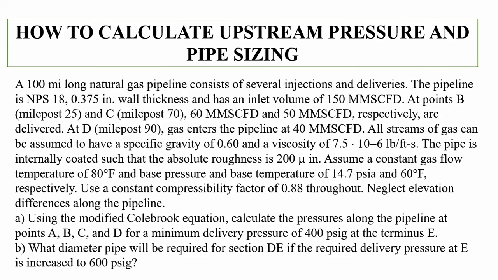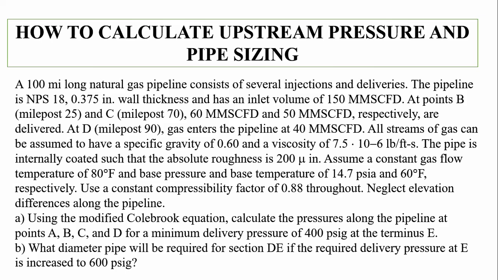This video is all about how to calculate upstream pressures and pipe sizing. Now, a 100-mile long natural gas pipeline consists of several injections and deliveries. The pipeline is NPS 18, 0.375-inch wall thickness and has an inlet volume of 150 million standard cubic feet per day.